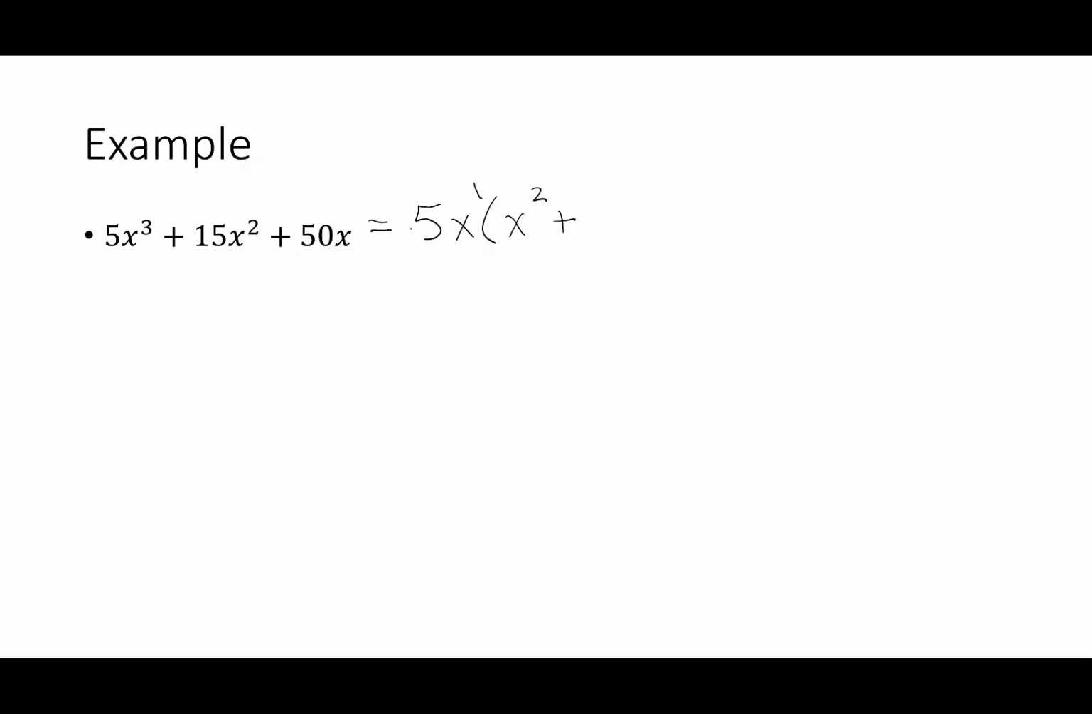Now I have plus 15 divided by 5, which is 3. I took out an x, so 2 minus 1 leaves me with 1. Then 50 divided by 5 is 10. And then that x cancels out, so I don't have anything left with the 10. You don't have to write the 1s as the exponent, so we can write 5x times x squared plus 3x plus 10.